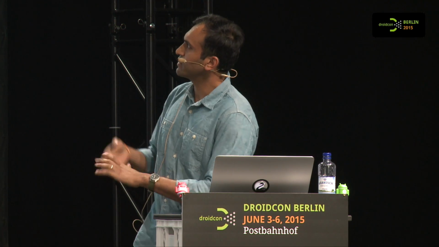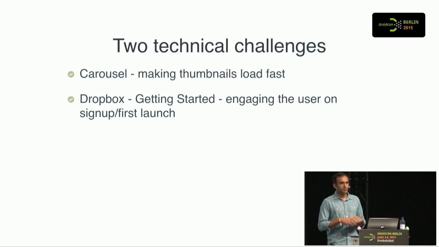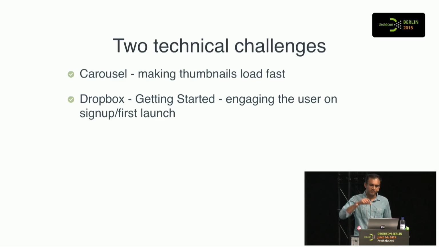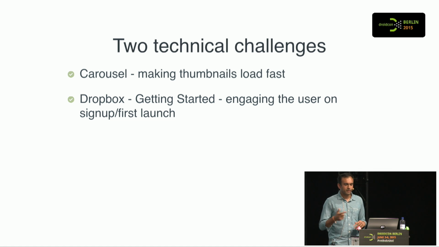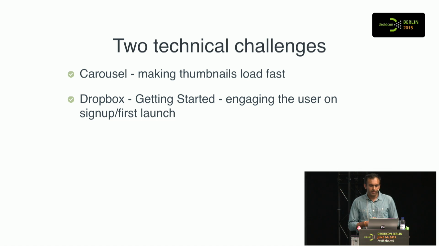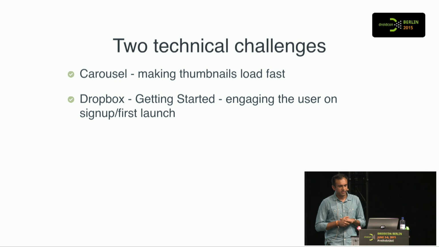So the two product and technical challenges I'm going to talk about, the first one is about Carousel and how Carousel loads thumbnails on Android. And this portion is going to do a little bit of a deep dive into some performance optimizations that we've made to make the user experience better. And the second scenario is something we call getting started, which is something we built to help users get familiar with Dropbox on their phone.